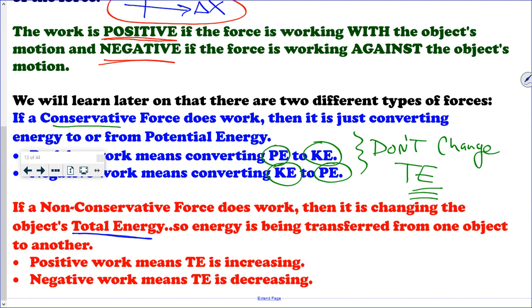And so if you're doing positive work, you're increasing the total energy. If you're doing negative work, you're decreasing the total energy, okay? So a lot of this is probably like, oh, what's he talking about? I get it. There's a lot of information here, but I wanted to throw it at you now so you can stew on it a little bit. And then by the time we get to the video where we actually have to use all of this information, you'll have had a little bit of time to think about it.